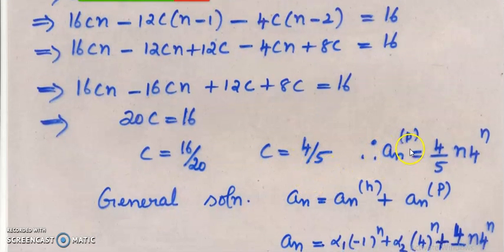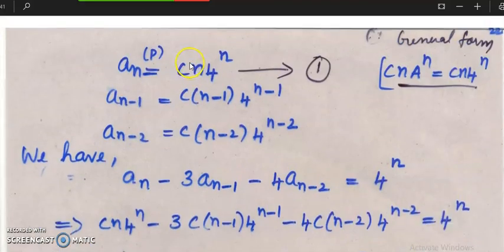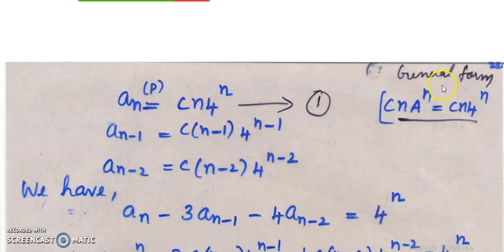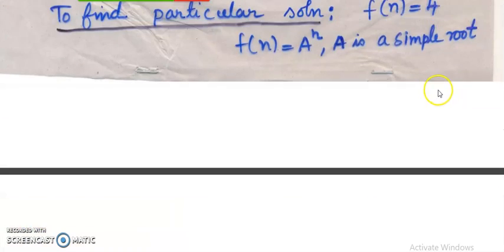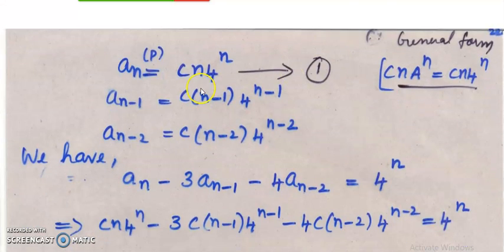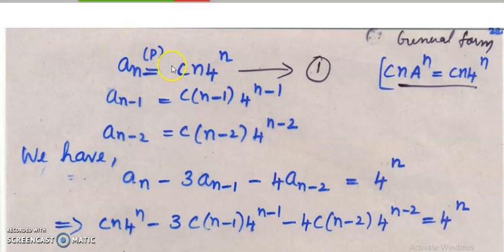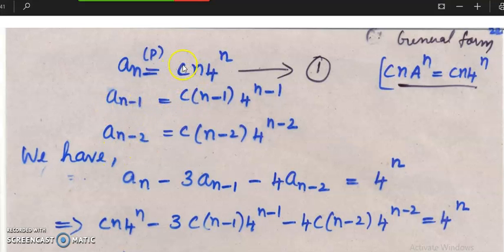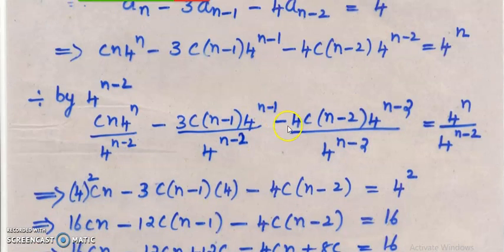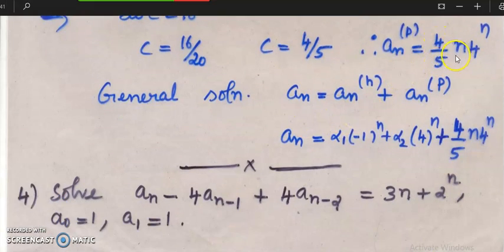So why do we do all this? To find c. After finding c, we can substitute it in the solution. So this is our particular solution. This is the general form when a is a simple root and it is of the form 4 power n. This is the particular solution, you can put this inside a box. We have to find c. That's why we took an minus 1, an minus 2. Now we got c. Substitute it in this particular solution, cn 4 power n. So we get cn, c is 4 by 5, 4 by 5 n 4 power n.